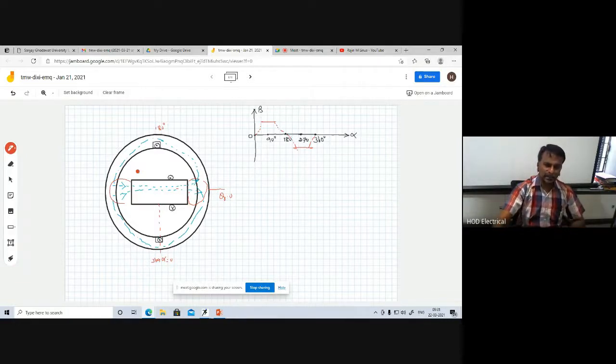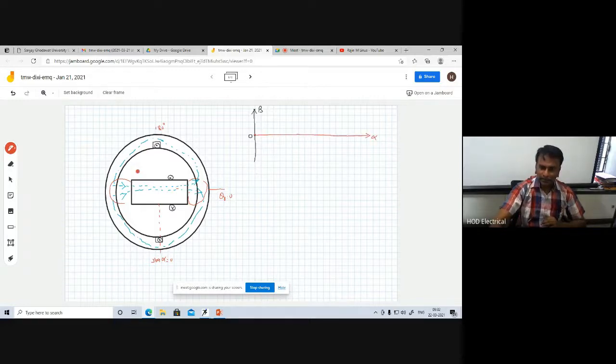But in the ideal theoretical case, for analysis purposes, I am eliminating the places where the magnetic flux density increases or decreases. I am concentrating only where the magnetic flux density is constant and maximum. So now this is your alpha.